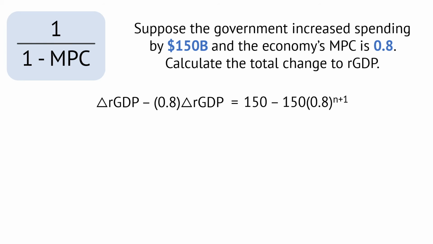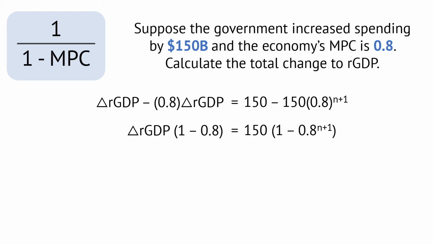And again, we can factor out some things here. So we'll factor out the change in GDP, and then multiply that by 1 minus 0.8. On the right side, we'll take 150, factor that out. So we have 150 times 1 minus 0.8 raised to the n plus 1 power.